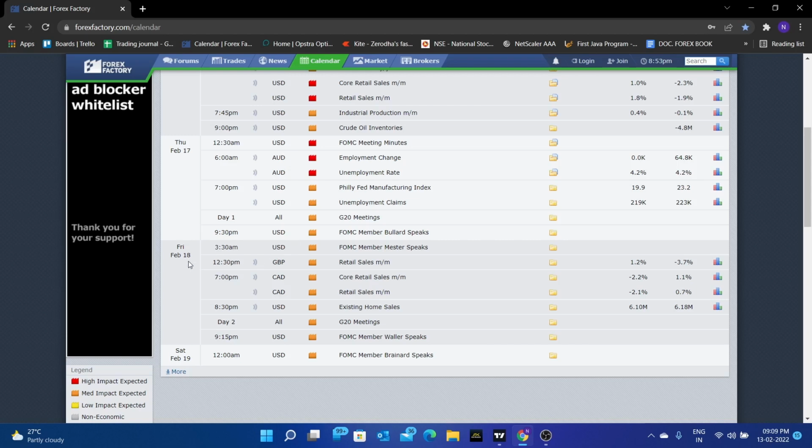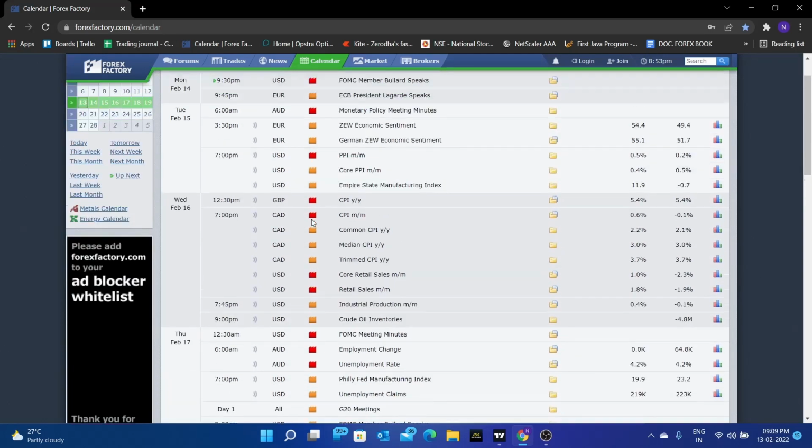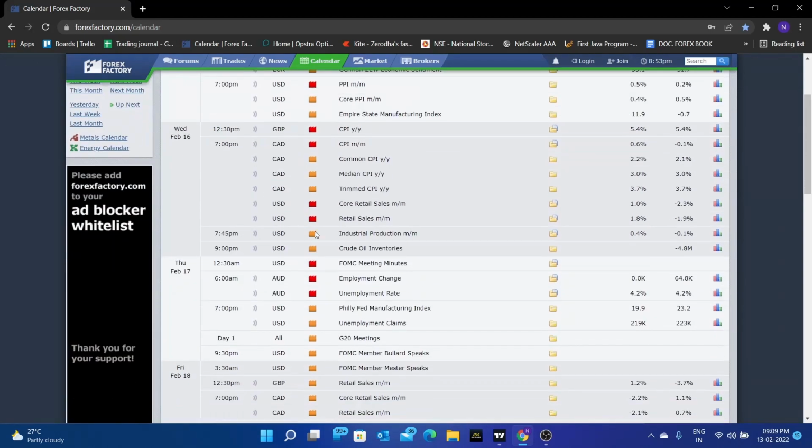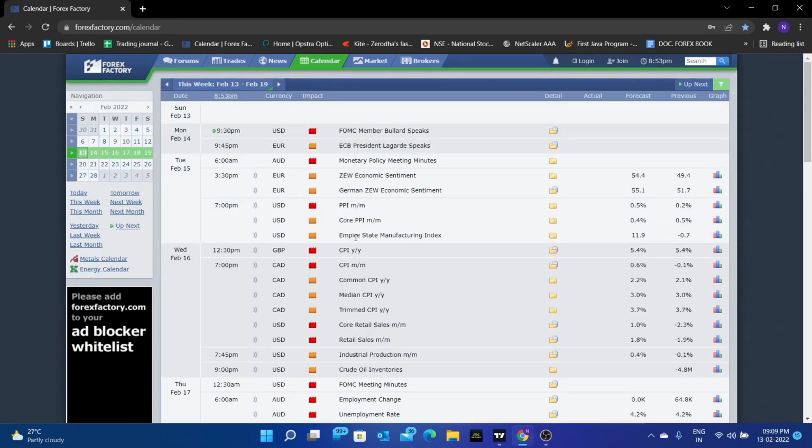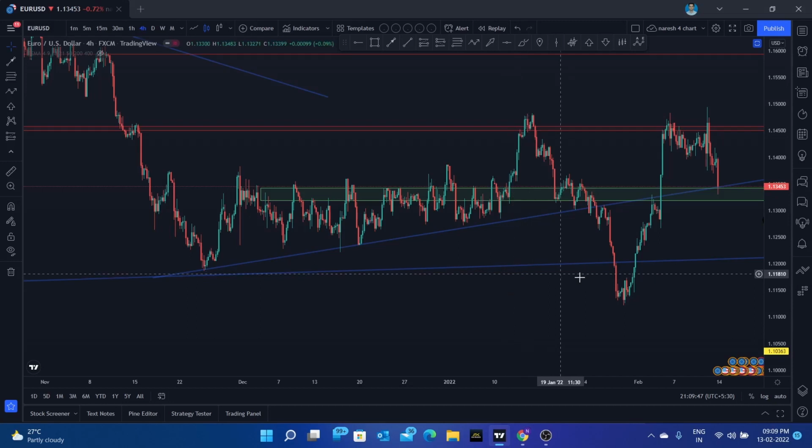And on Friday also, like on Thursday, I forgot to tell you, the USD FOMC meeting is there, so it is a little bit important. So we can expect some major movements at that time. On Friday, we are having events on USD, GBP, and CAD as well. So we can see here we are having a good amount of events in this week, so we can expect a good amount of movement in currencies as well. So let's hop into the analysis right now.